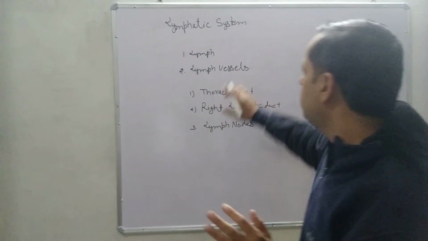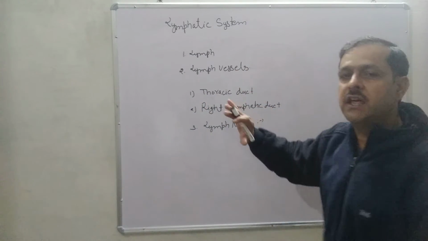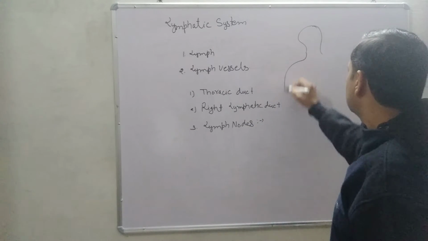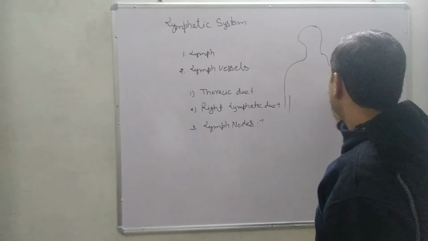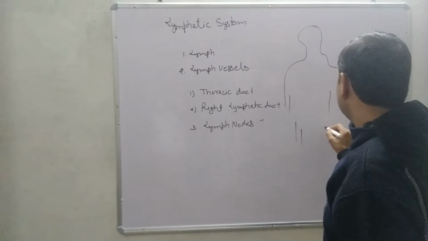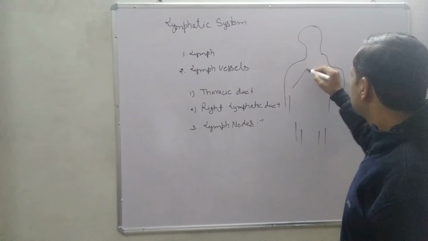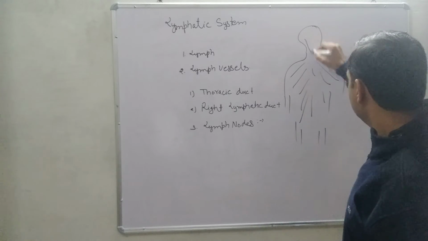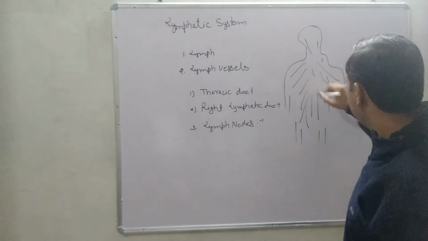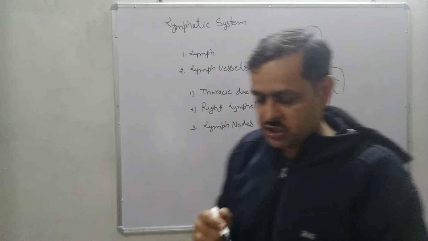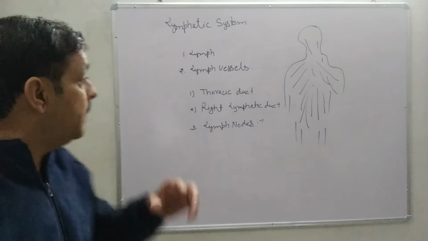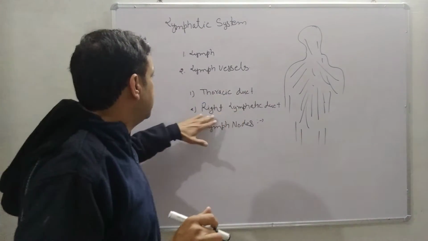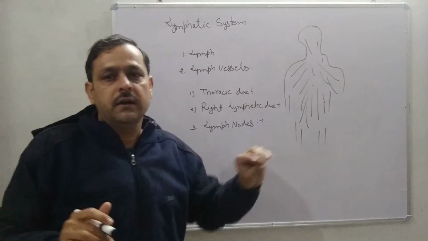So this is lymph. Second, lymph vessel. There are so many lymph vessels in our body. If we see the structure of our body, then there are so many lymphatic vessels found. Just like this, they have a net-like structure, but there are two main lymph vessels: the thoracic duct and the right lymphatic duct.